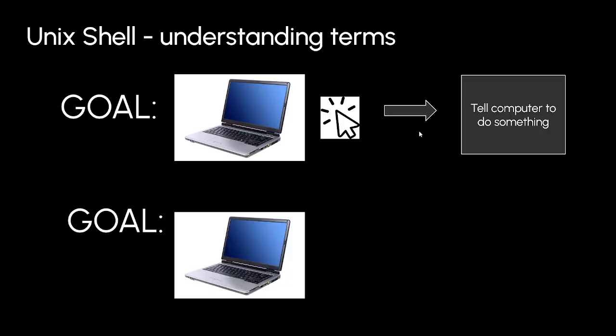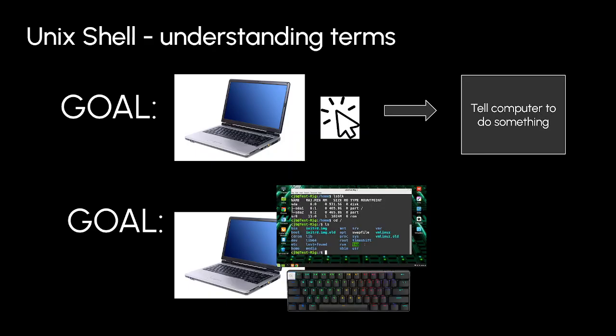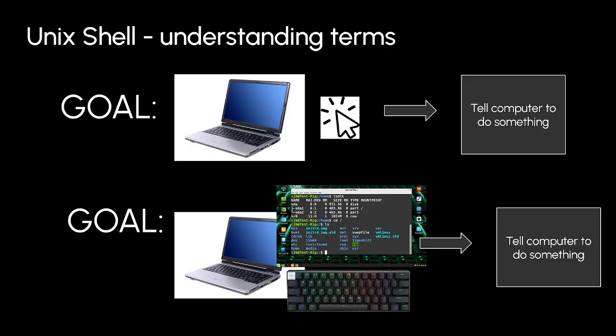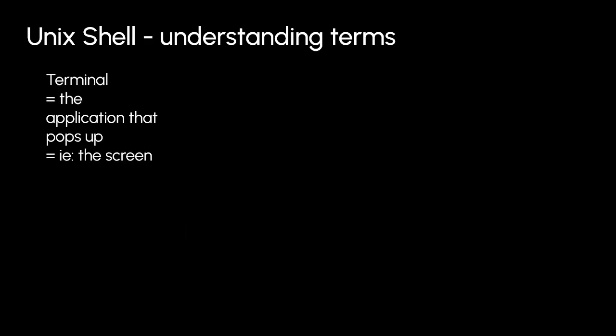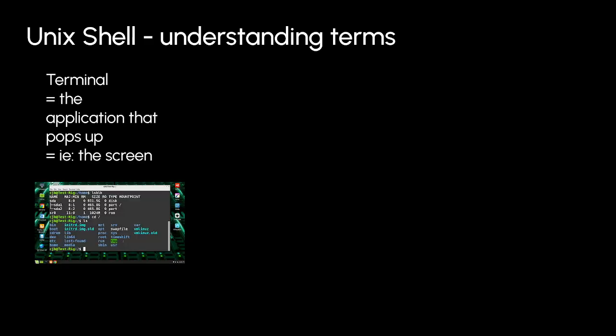And with the Unix shell, a very similar thing is happening. But instead of a mouse click on a button, you have this screen called terminal, and then you have a command line, and you type into the command line, and after you enter that, that tells the computer to do something. You tell the computer to do something through that. So let's dive deeper into the terms I'm saying.